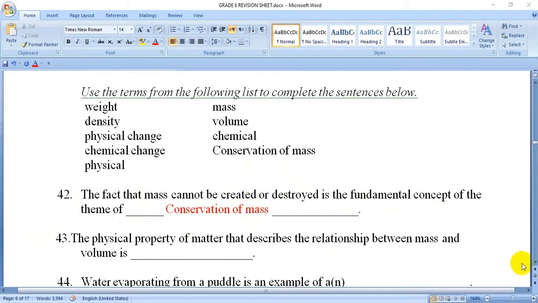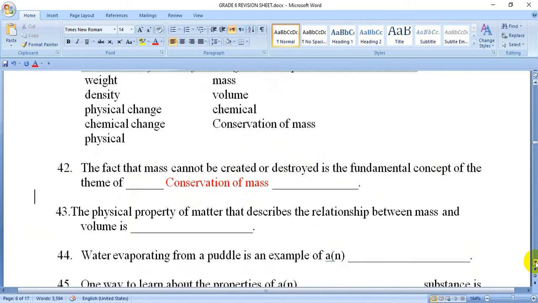Question 43. The physical property of matter that describes the relationship between mass and volume. Mass over volume, this is called, do you remember? Yes, density. So the answer will be density. Question 44. Water evaporating from a puddle is an example of a physical change.